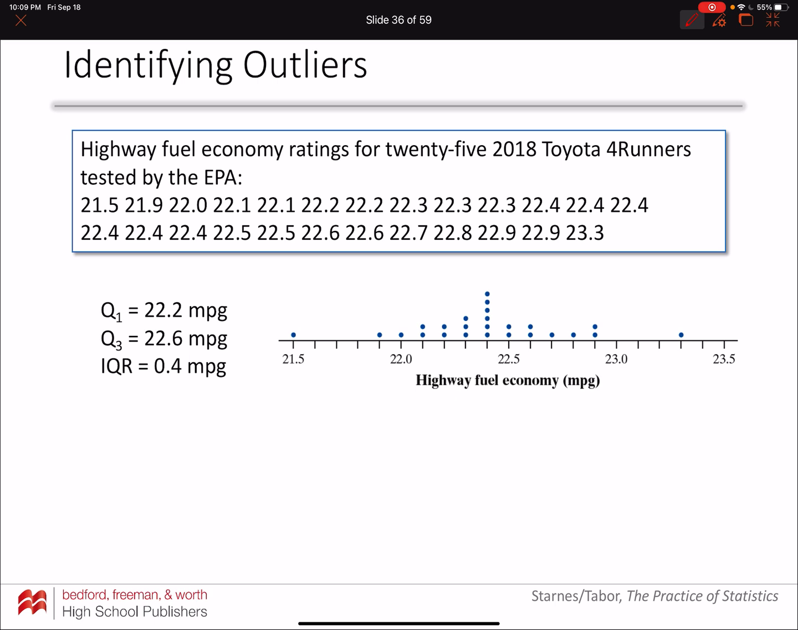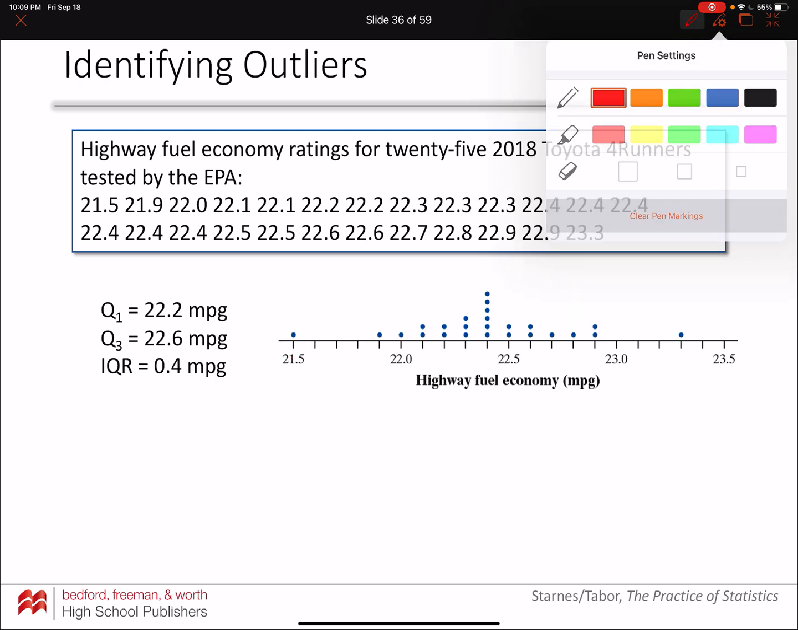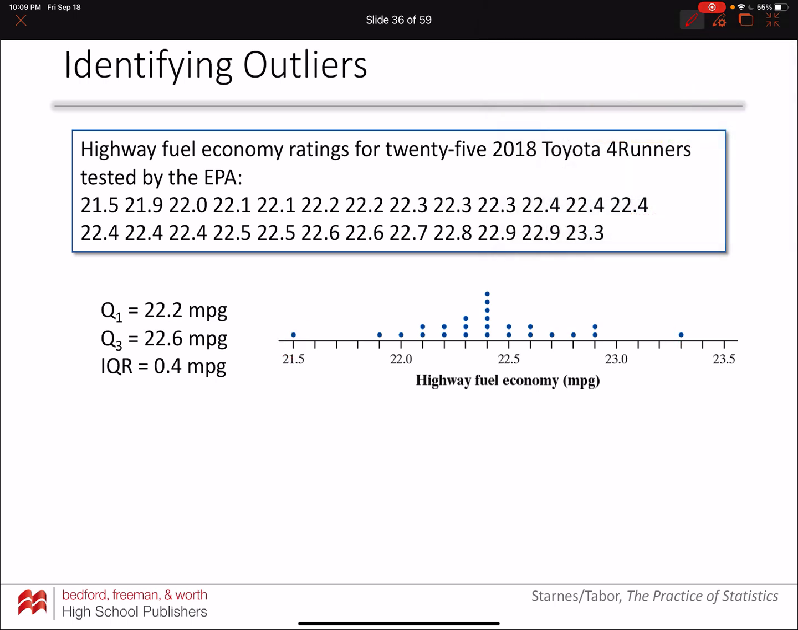Here's another set of data. These are fuel economy ratings for a bunch of Toyotas as tested by the EPA, and the results are in the box. The dot plot shows the range. And then you're like, holy cow, wait a second. This one's really low. This one's really high. Are they outliers? Well, what we can do is find the IQR and test.